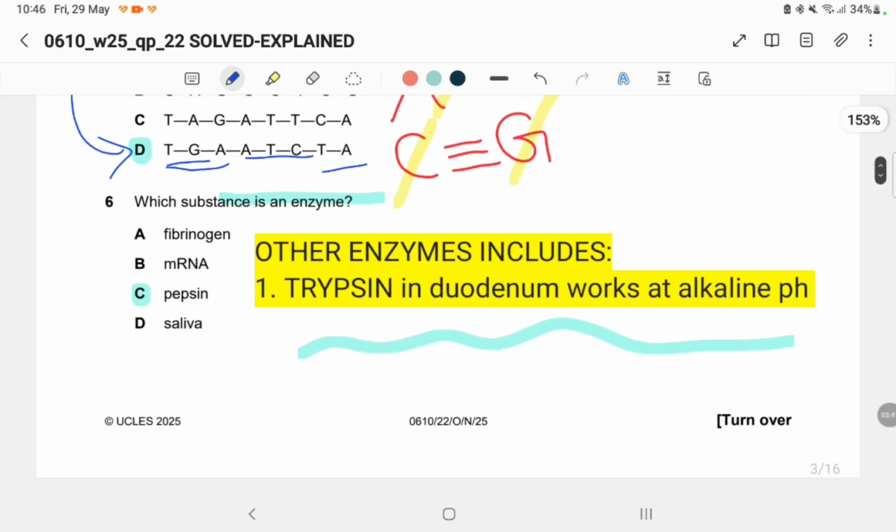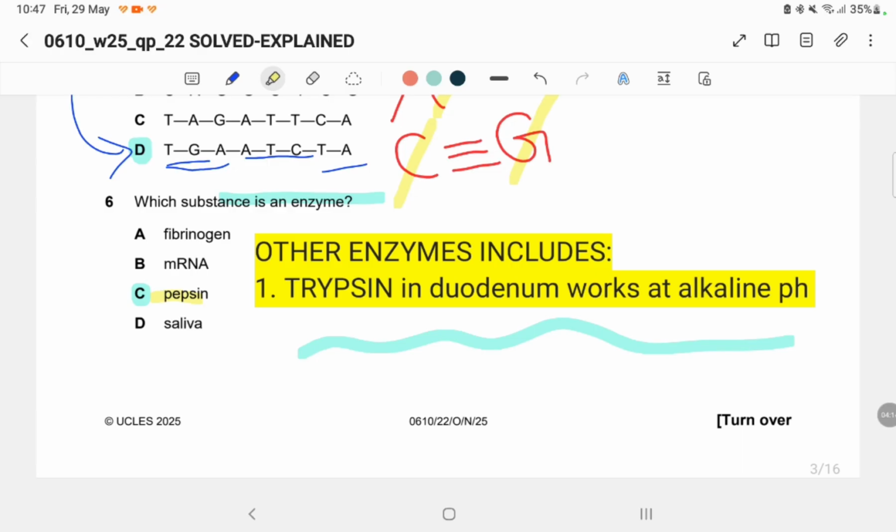Number 6, which substance is an enzyme? Well, an enzyme will be pepsin. Why not fibrinogen? Because fibrinogen becomes fibrin, and it's in cut wounds and heals the skin, so it's not what we want. mRNA is the messenger RNA, ribonucleic acid. I don't refer to it as an enzyme because I'm going to use it in protein synthesis. If you just refer to the protein synthesis lesson and DNA, you're going to find it there.